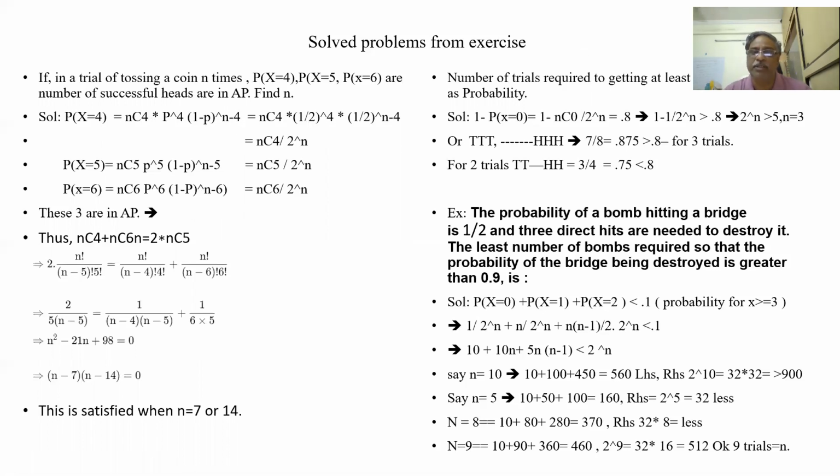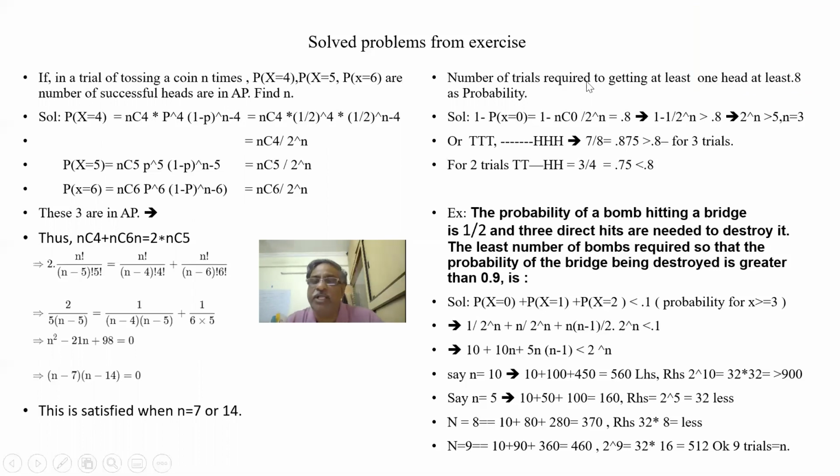Now let us see another question. Number of trials required to get at least one head with 0.8 probability. Suppose I have done 5 trials. I want at least one head with 0.8 surety. If it is surety of 1, I have to do infinite trials. He is asking for 0.8. Let us see.